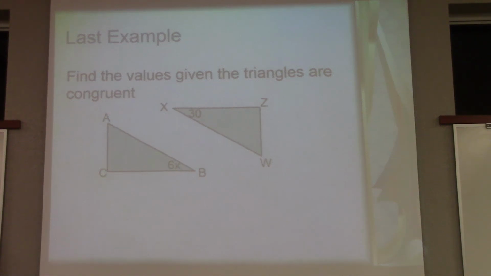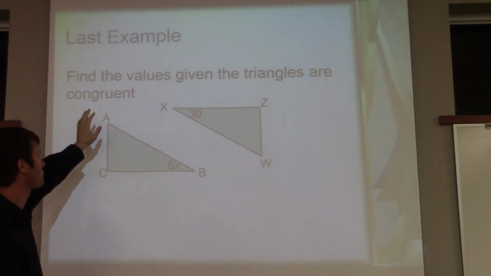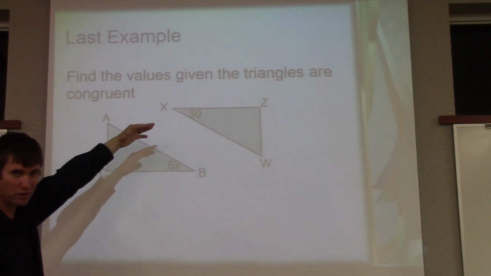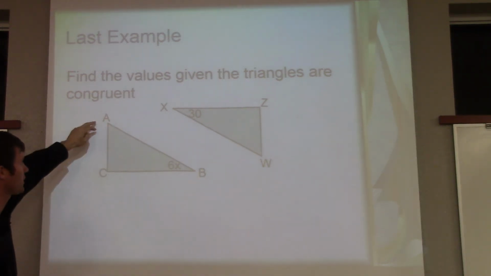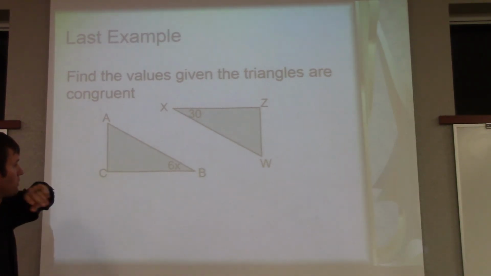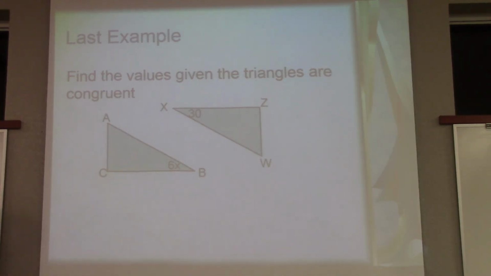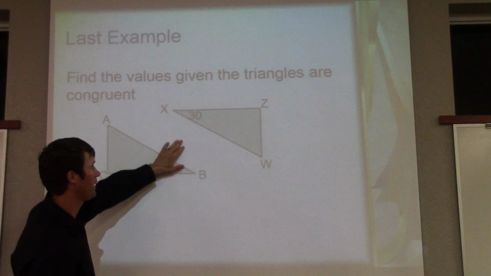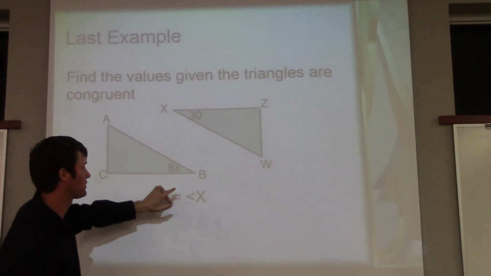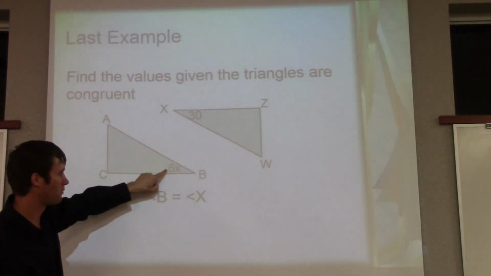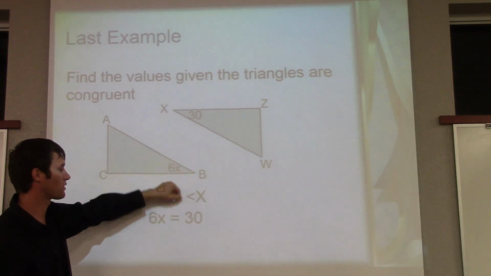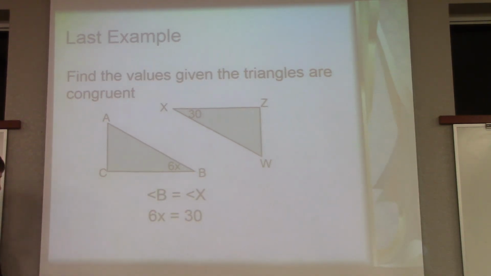Last example. All right, we want to solve for x, given that these two triangles are congruent. So given the triangles are congruent, it could say triangle ABC is equal to WXZ, or it could just say like this. So these triangles are congruent, so therefore each corresponding part is congruent. So angle B would equal angle X. Well, what's angle B actually equal to? Angle B is 6x, angle X is 30. So we'd set them equal to one another, divide by 6, and x is equal to 5.